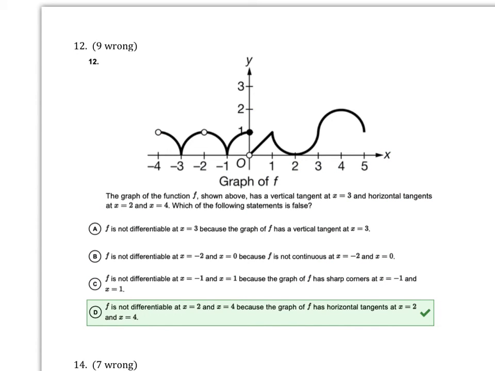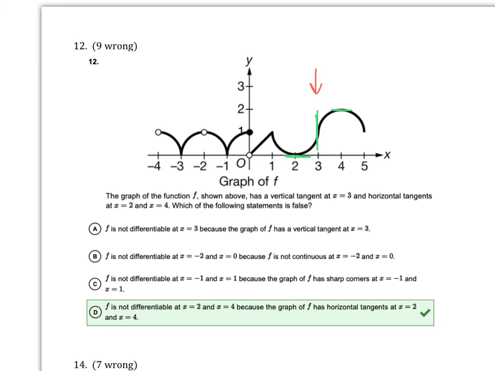So 9 people got number 12 wrong, so let's look into this one. The graph of the function f is given, has a vertical tangent at x equals 3. All right, so vertical tangent here. Horizontal tangents at x equals 2 and x equals 4. So we need to determine which statement is false. Okay, so if we look at A, f is not differentiable at x equals 3. Well, that's true because we have a vertical tangent line at x equals 3.